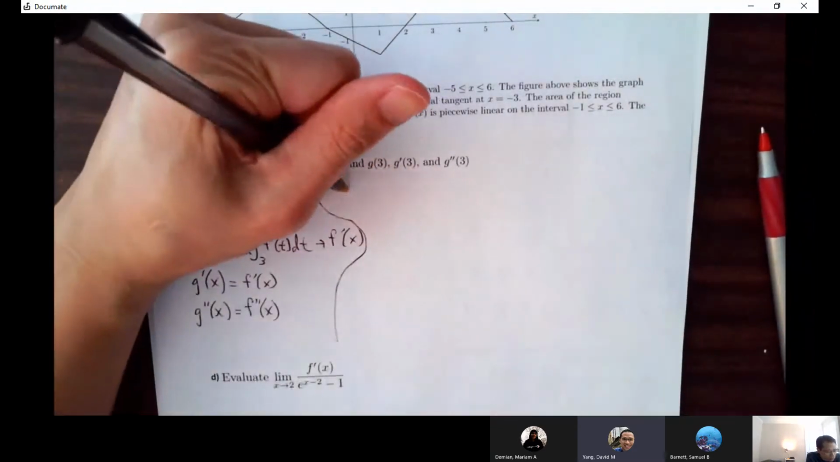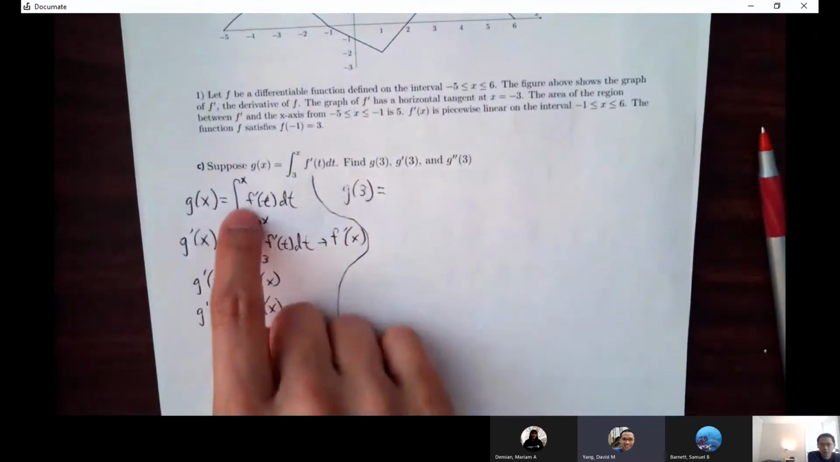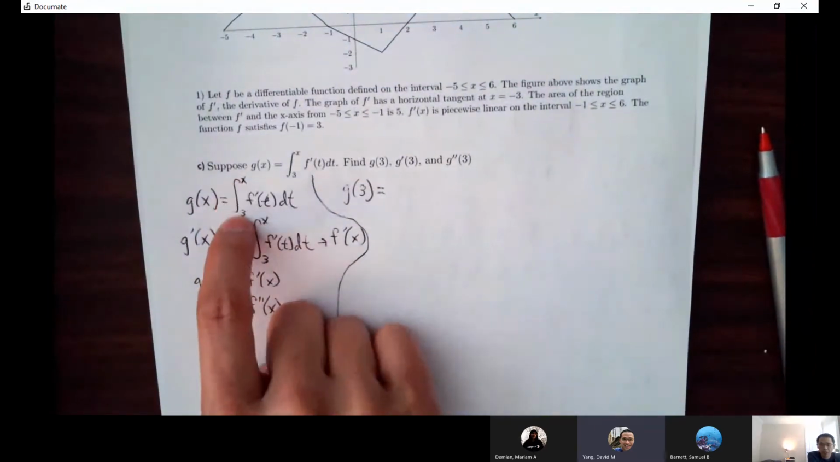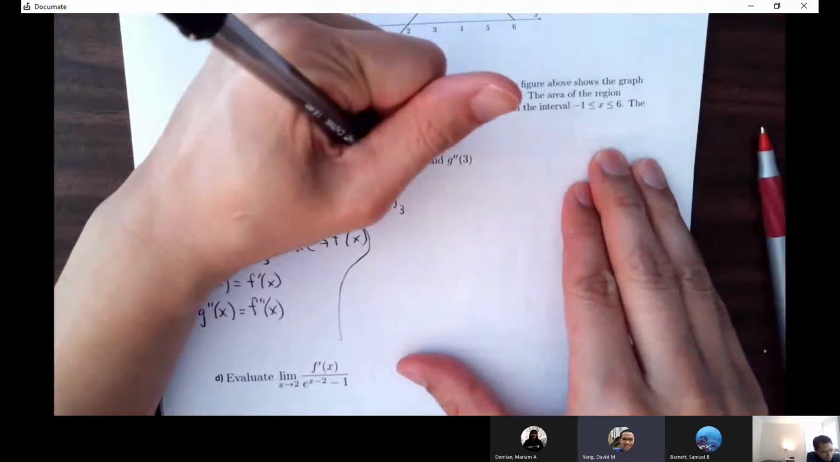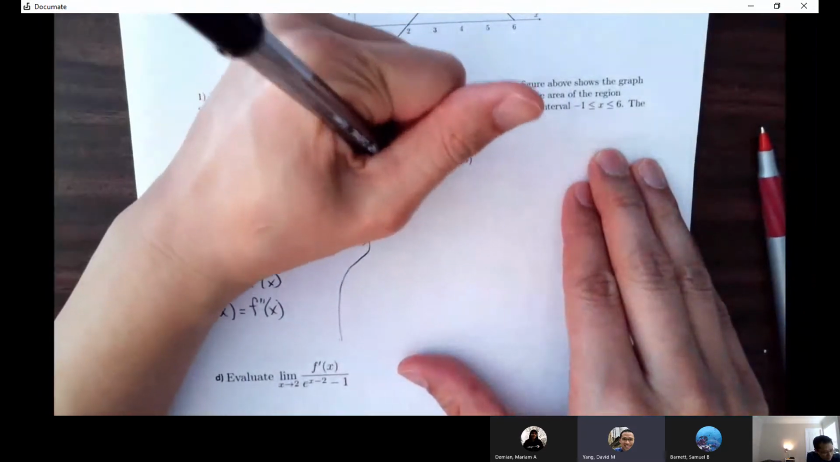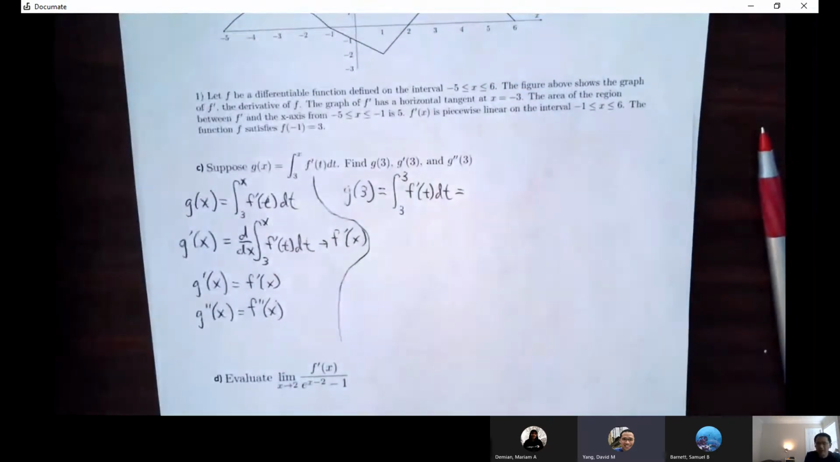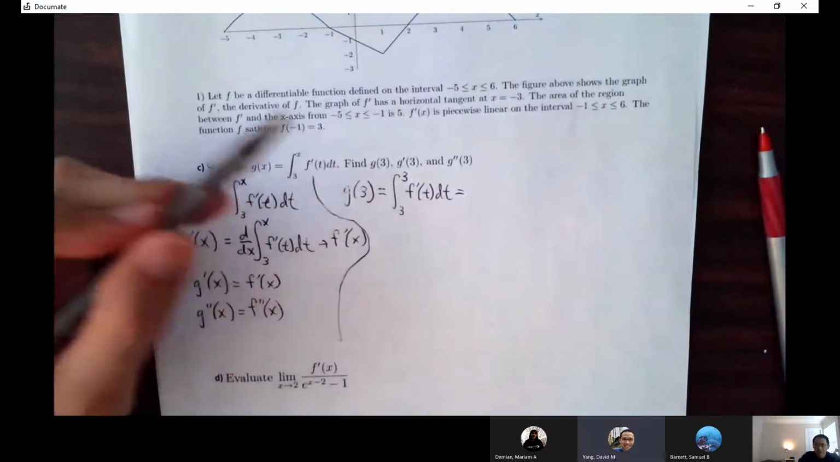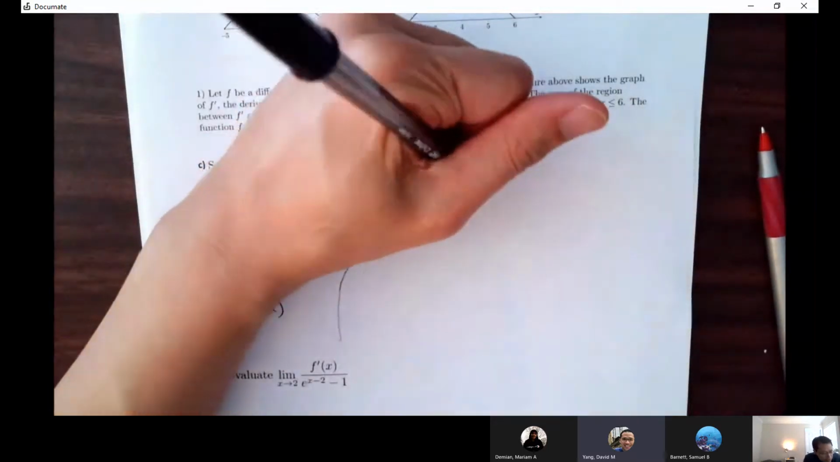Now let's find g of 3 first. So g of 3, we're just going to insert 3 in for the x of our integral. The convenient thing is that the bounds are the same. If the bounds are the same, there's no area for us to find. It's always just going to be 0.